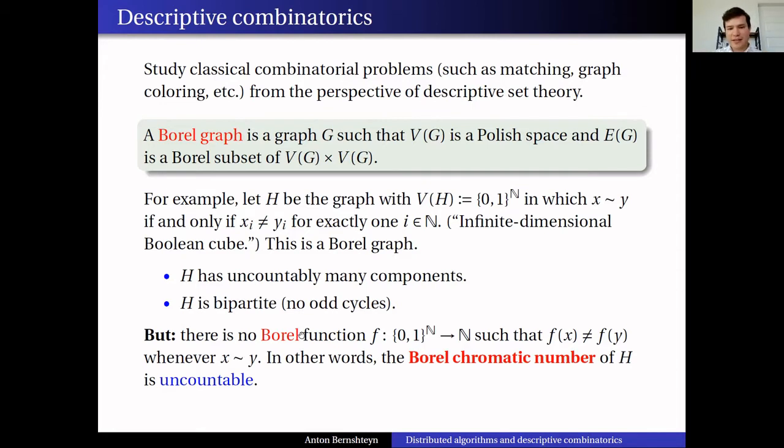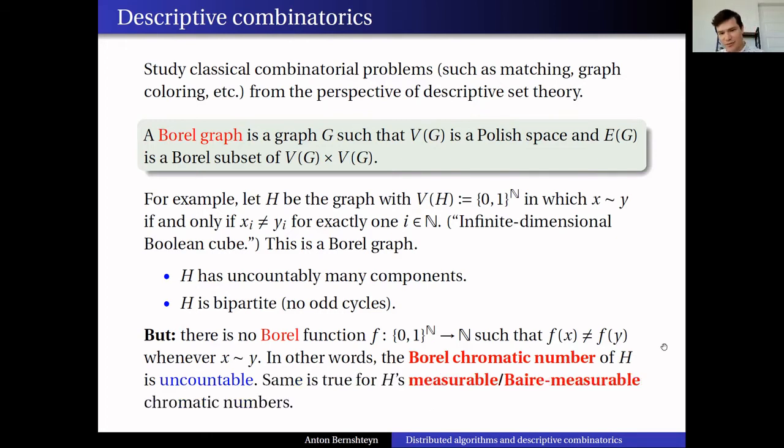Even more is true, actually. There isn't even a Borel coloring using countably many colors. Even if you increase the number of colors, it's not two, it's not even finite, countably infinite. There is no Borel function f that assigns to every vertex in our graph a natural number such that f(x) is not equal to f(y) when x is adjacent to y. And the way we express this fact in descriptive combinatorics is by saying that the Borel chromatic number of H is uncountable. So this is a graph that's bipartite, but if we want the coloring to be Borel, then even countably many colors are not enough. And similarly, instead of Borel chromatic numbers, we can look at measurable or Baire measurable chromatic numbers. In this case, they're also uncountable.